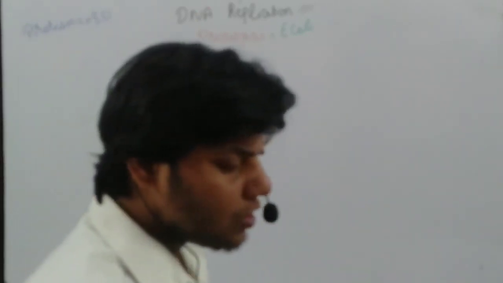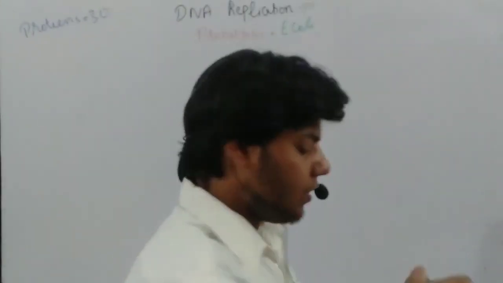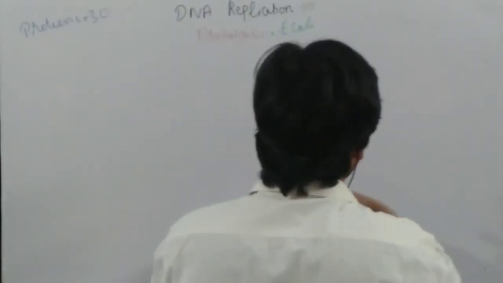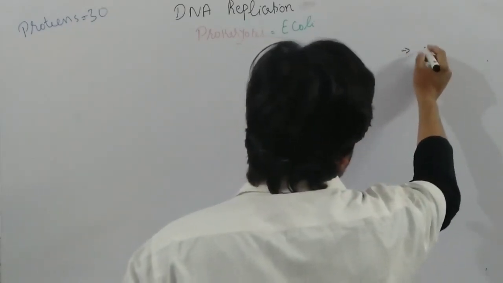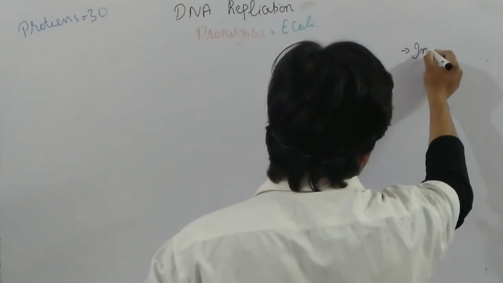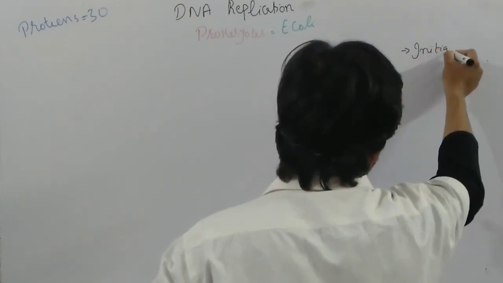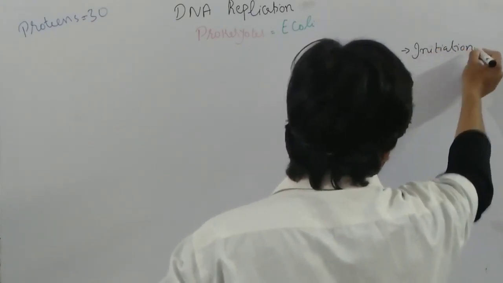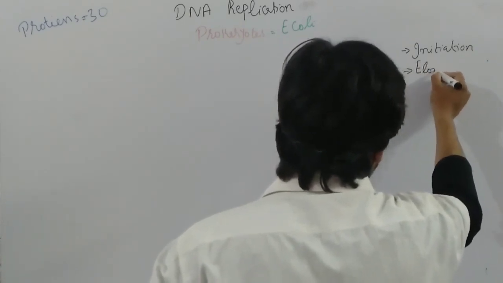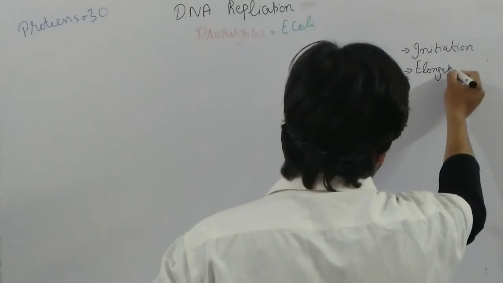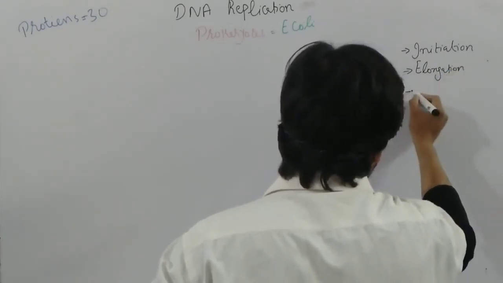Almost 30 proteins are involved in the DNA replication in case of the prokaryotic cell. And we have 3 stages which are involved in the DNA replication. These are initiation, elongation, and termination.